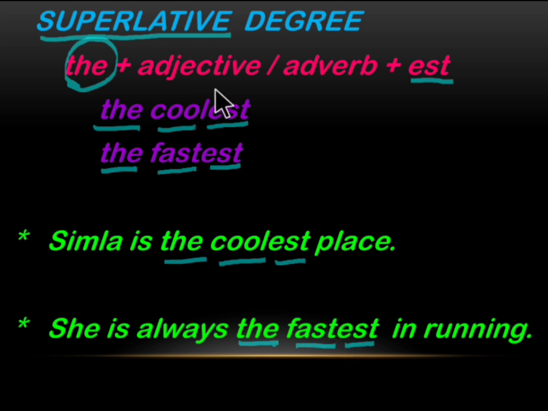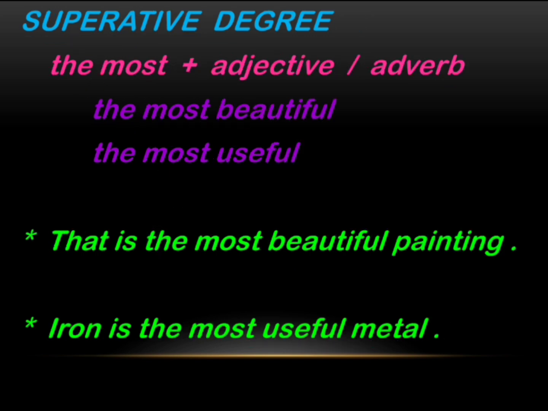Not for all the adjectives is this est applicable. So for the adjectives where the est is not applicable, we use the most. The is very important for the superlative degree. So we use the most plus adjective or the adverb. So the most beautiful. The same way we cannot add est to beautiful or est to useful. So instead we add most: most beautiful or most useful. So the is very essential in the superlative degree. The most beautiful, the most useful.